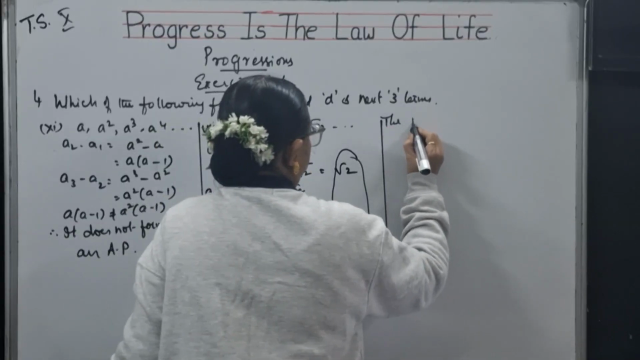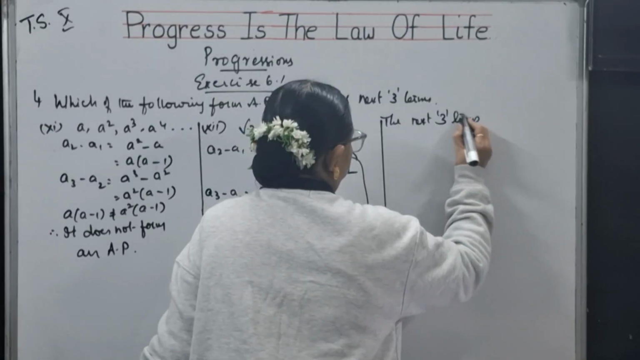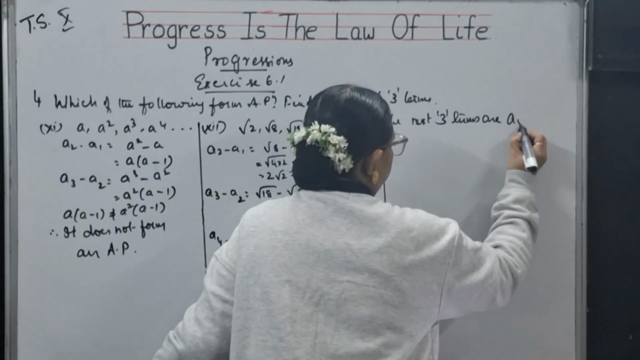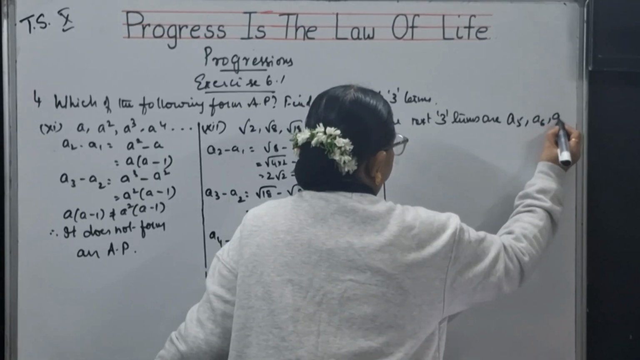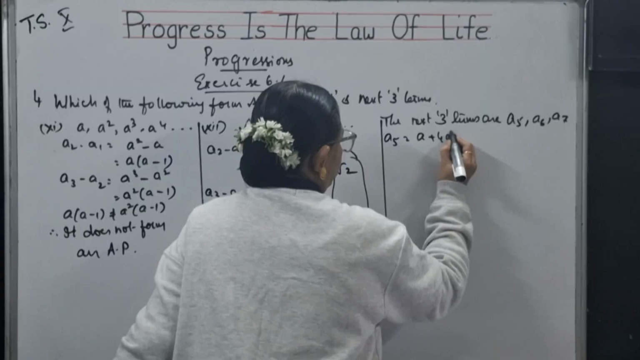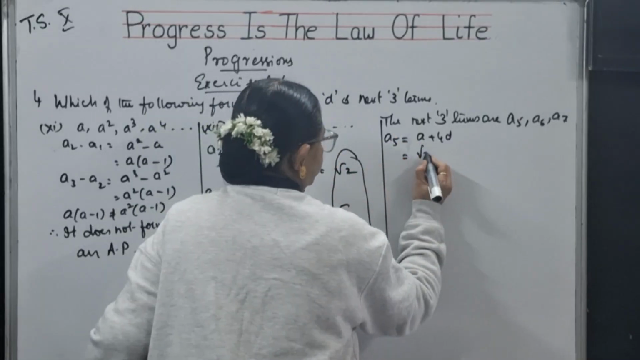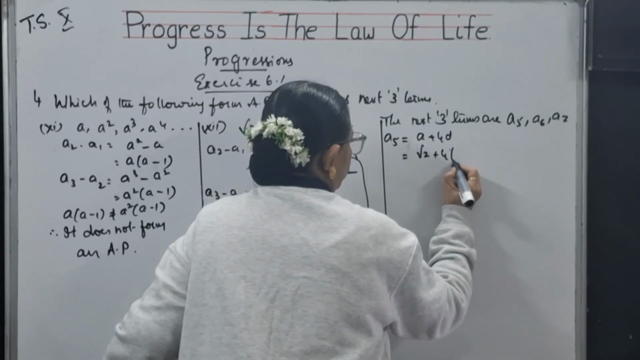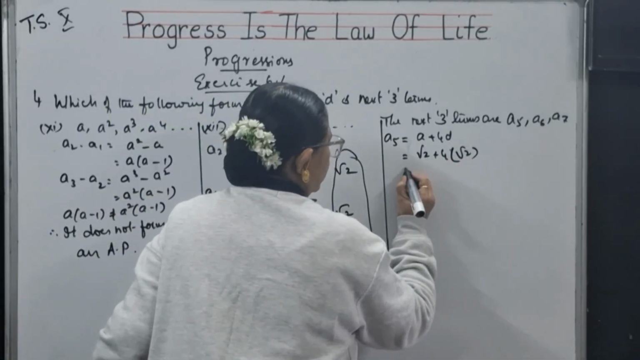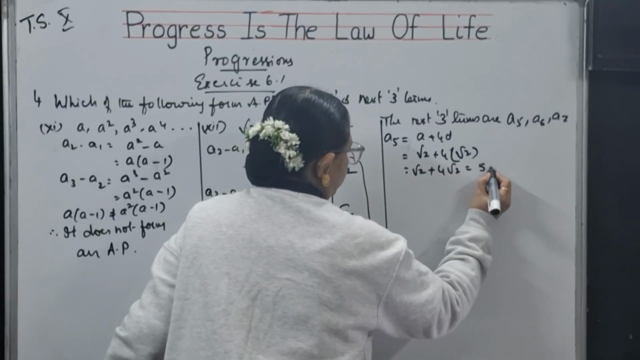The next 3 terms are, see, 1, 2, 3, 4. So same, a5, a6, a7. What is a5? a plus 4d. What is a? a is root 2, plus 4 into what is d? d you have got root 2. That is root 2 plus 4 root 2 is 5 root 2.